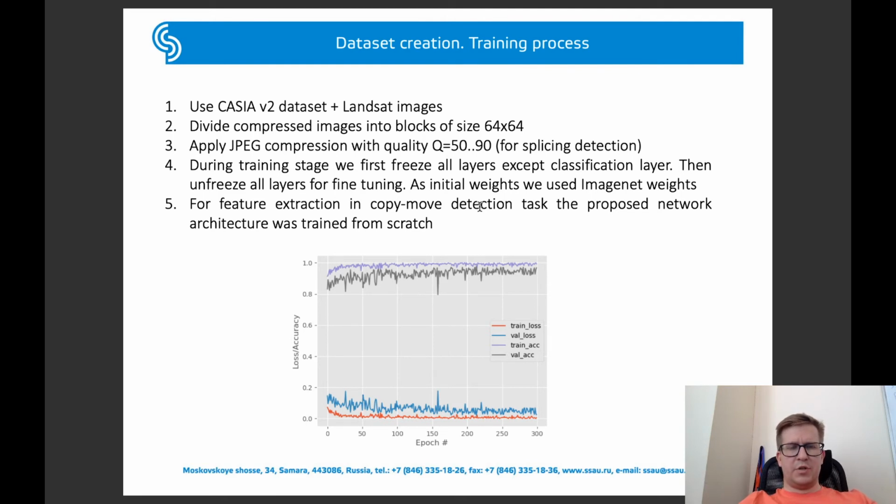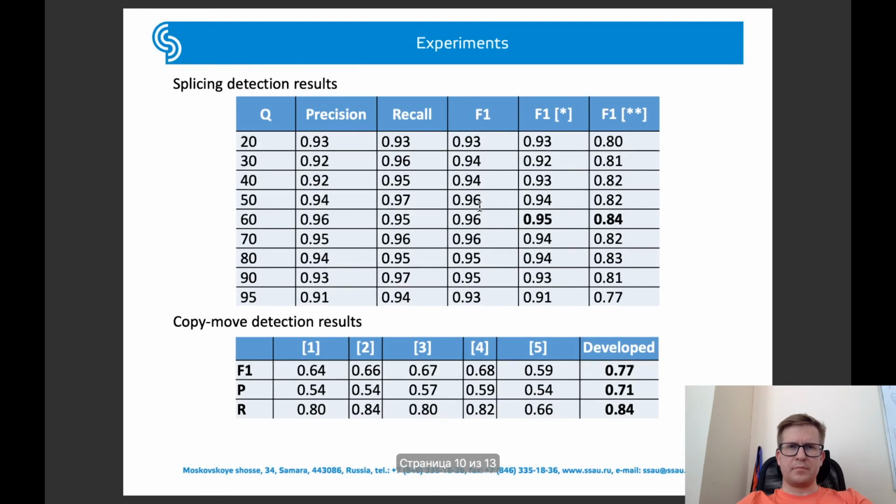And during the training stage, if we speak about splicing detection, we first freeze all the layers except the classification layer, and then unfreeze all the layers for fine-tuning the features. As initial weights, we used ImageNet weights because they are quite commonly used in different architectures. These weights were taken from the ResNet architecture. For feature extraction in the Copymove detection task, the proposed network architecture was trained from scratch. And here you can see the result of training for splicing detection.